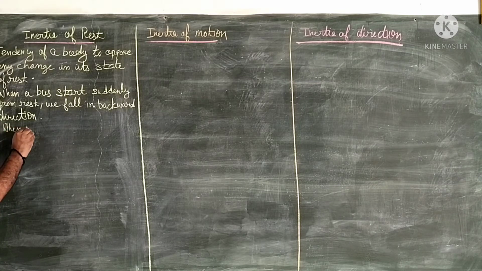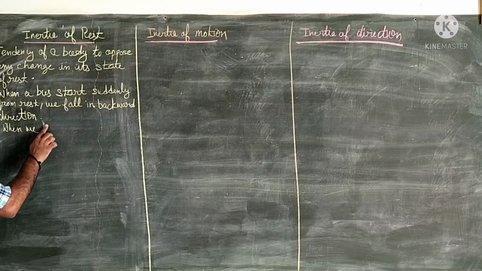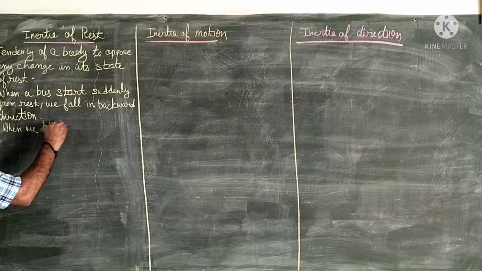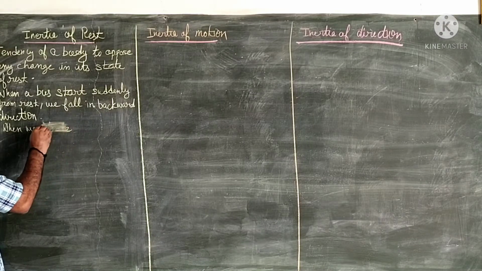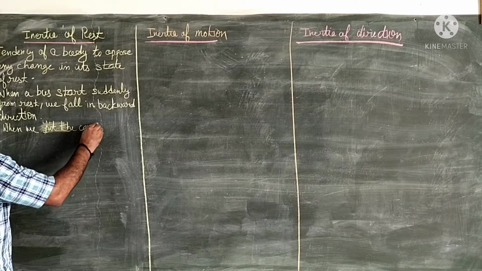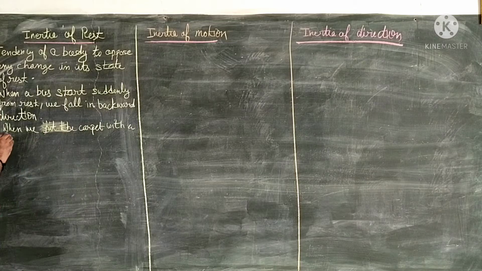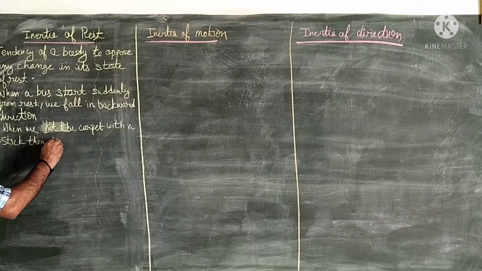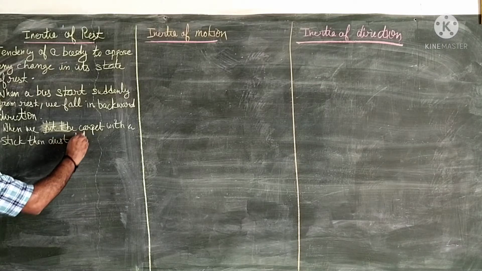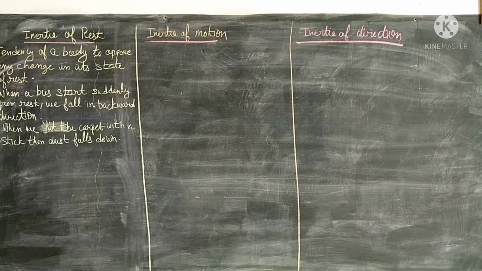When we strike or hit the carpet with a stick, then dust falls down, right? This is another example of inertia of rest.